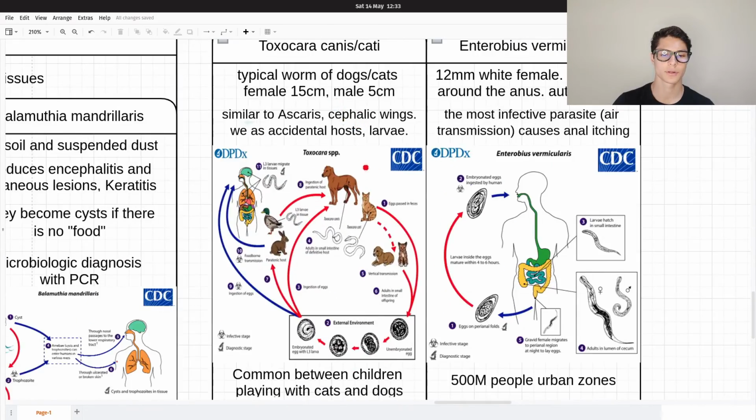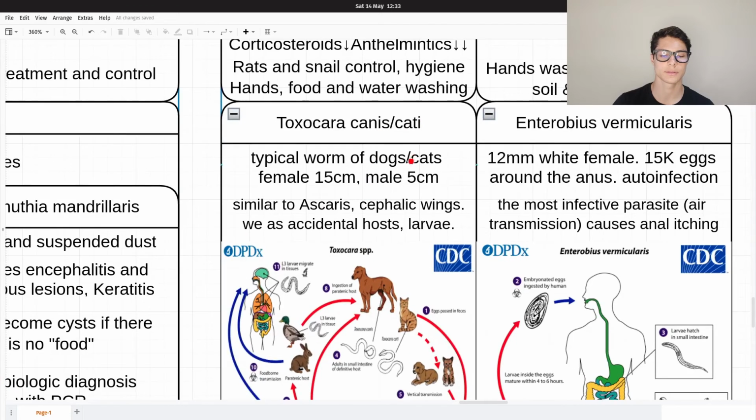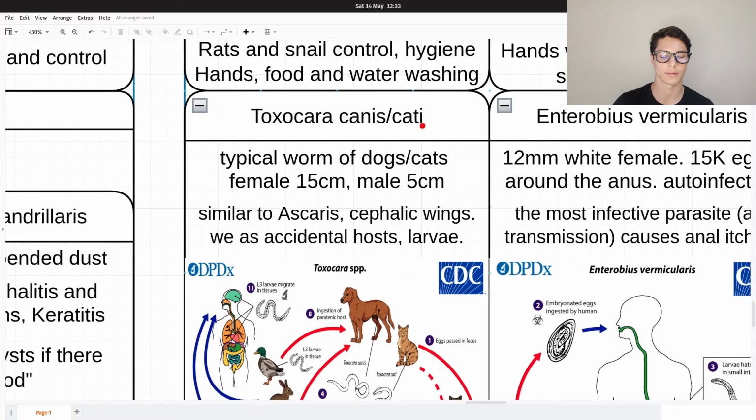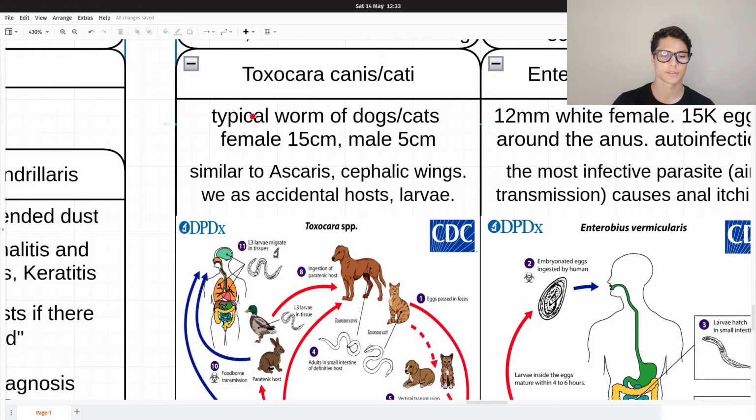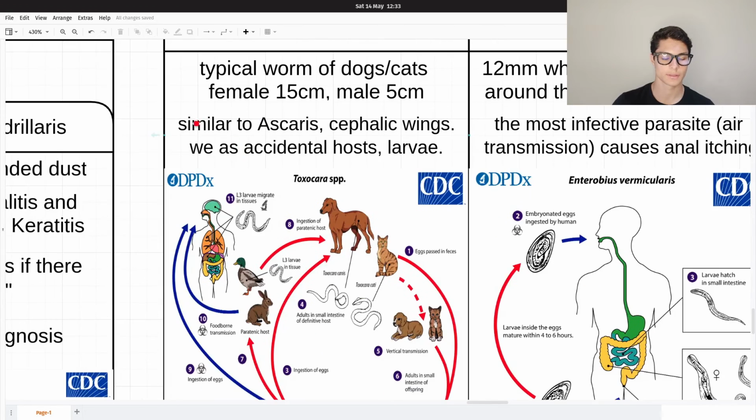Then we have the Toxocara canis or cati. This is for dog and cat. This is the typical worm of dogs and cats. If Ascaris lumbricoides was the typical worm for humans, this is the typical worm for dogs and cats. The female is 15 centimeters long and the male only 5. They are similar to Ascaris indeed, and they have cephalic wings in the head.